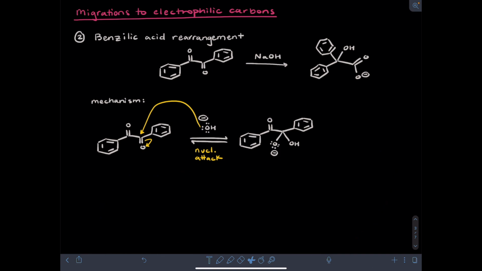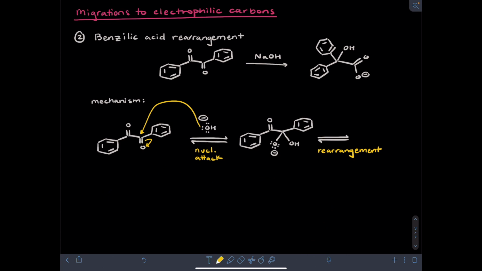This step generates a tetrahedral intermediate at one of the ketone carbons. The oxygen of the ketone has been converted into an anionic oxygen, and a new carbon-OH bond has formed. From this tetrahedral intermediate, I'm going to have a rearrangement step that is simultaneously going to reform the carbon-oxygen double bond at this position.